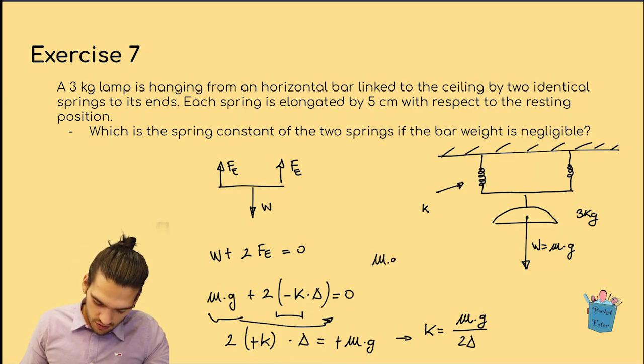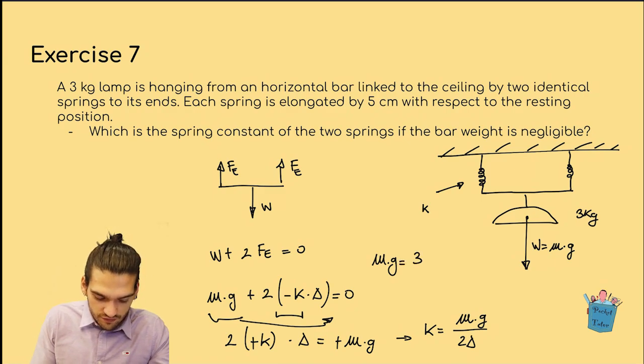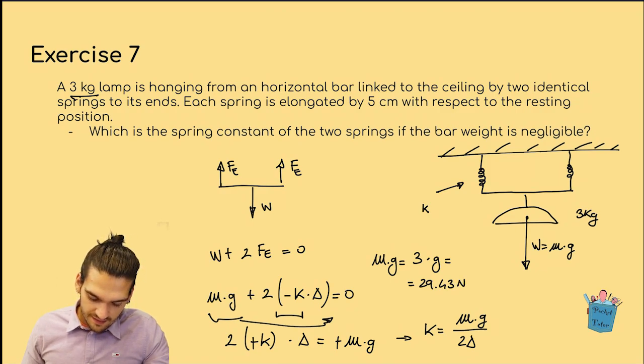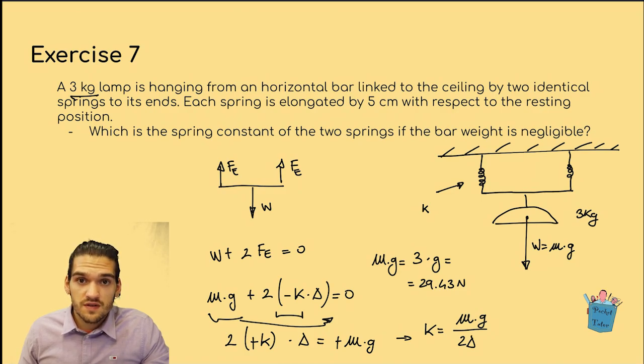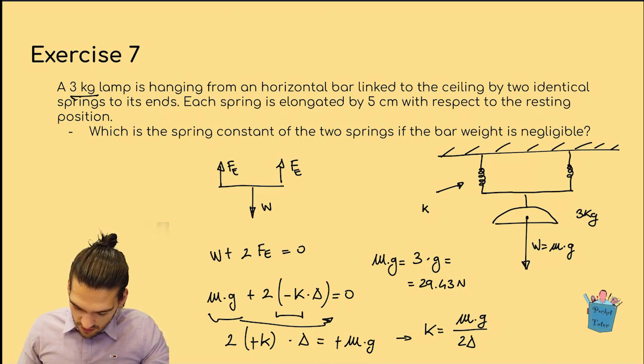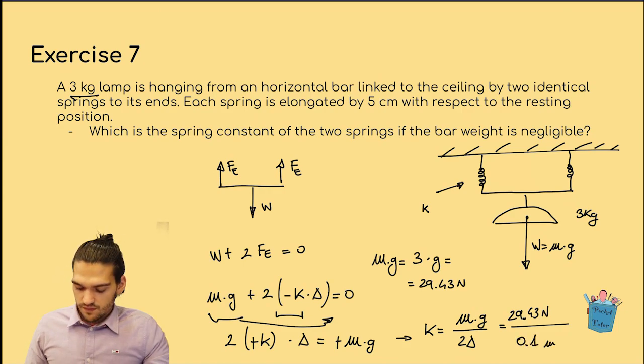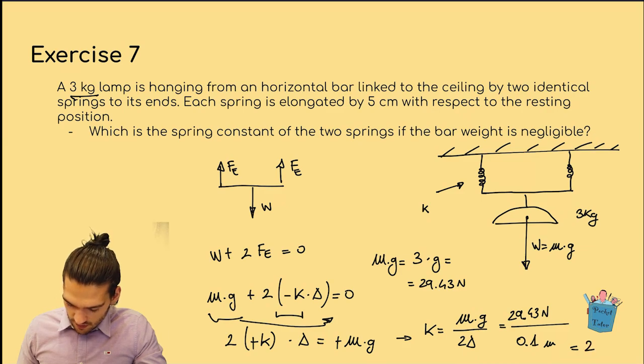m times g is equal to 3, because we have 3 kilograms times g, and this one is equal to 29.43 newtons. Delta, we've seen that is 5 centimeters. We need to convert it into meters, and it's 0.05 meters, and so we have that k is 29.43 newtons over 0.1 meters, that is equal to 294.3 newtons over meter.